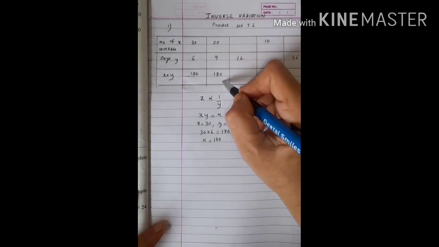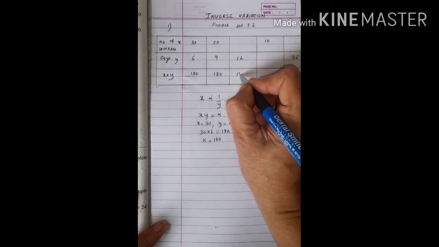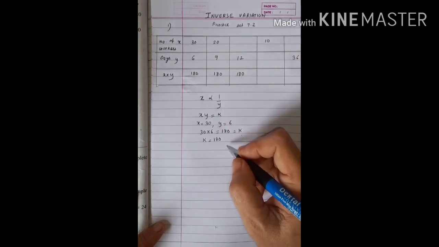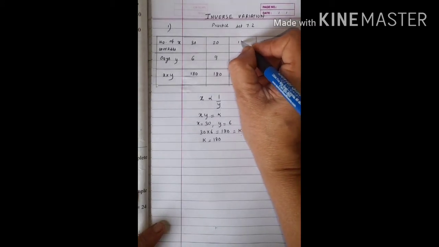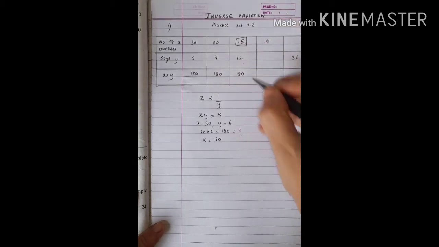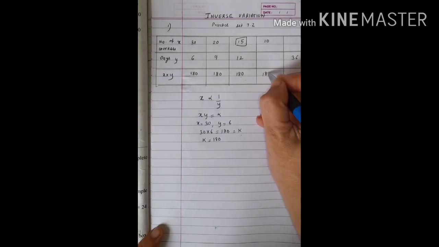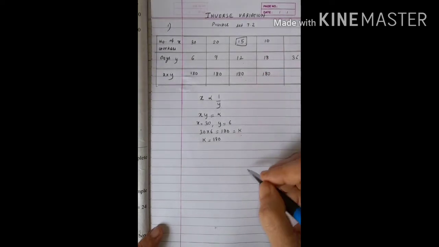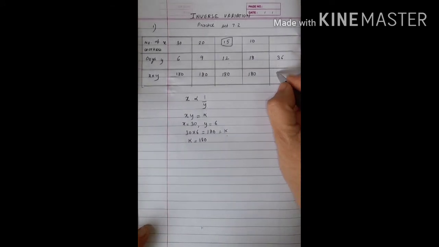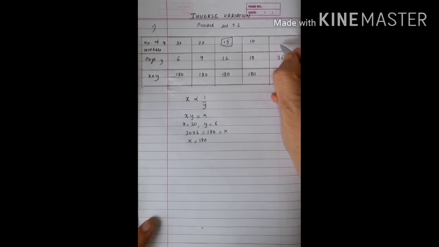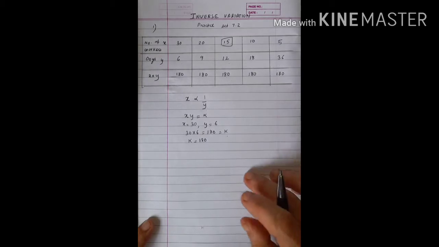So if this product is 180, how will you find the value here? Here also it's going to be obviously 180. So 12 into 15 is 180. 10 into how many times will give you 180, children? 10 into 18 will give me 180, right? Similarly, 36 into 5 will give me 180. So this is the way we solve.